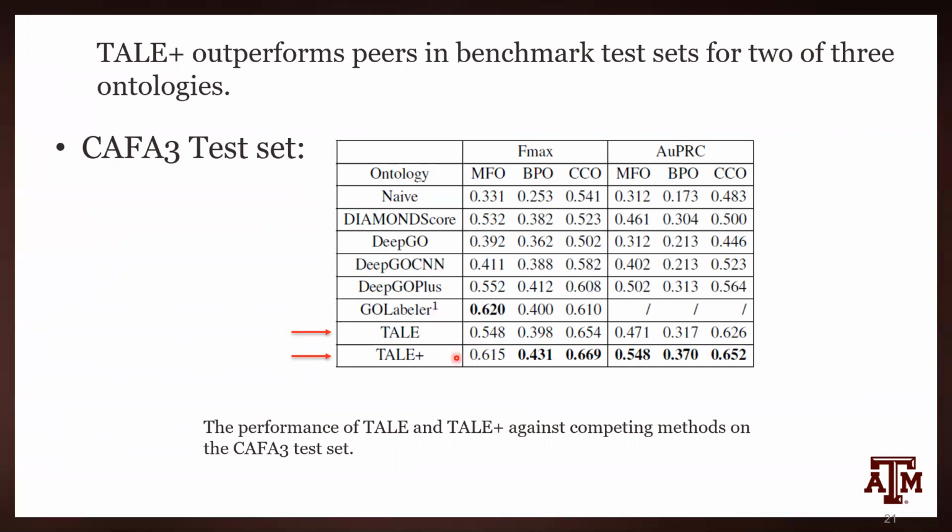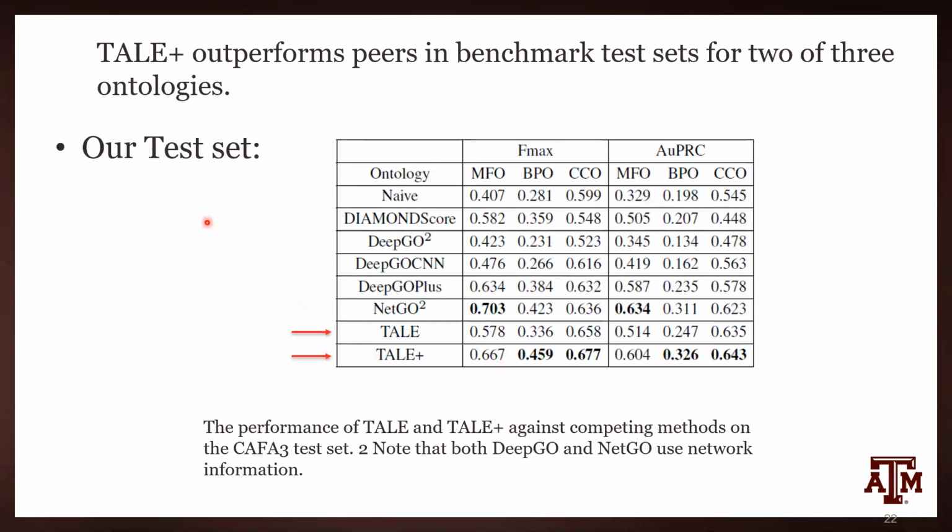So as you can see here, TEL plus actually shows the superior performance on BPO, CCO over Fmax, and on all the 3 ontologies over AUPRC. So it actually reached the second best next to GeoLabeler on MFO over Fmax. So notice that GeoLabeler uses curated features from sequence as input, while in TEL plus, we just use a simple sequence alone.